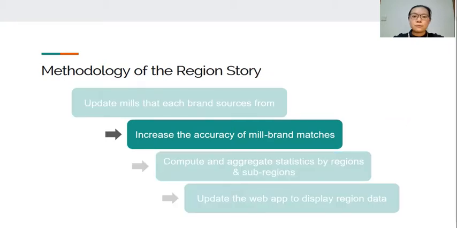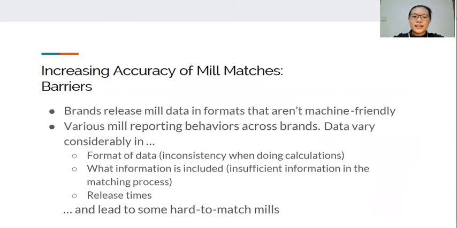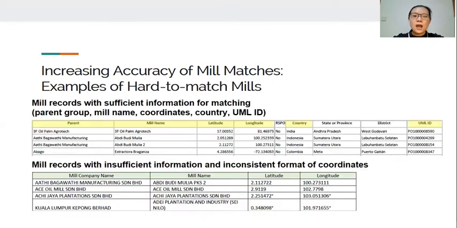First step before the region level report, we work on the data and increase the accuracy of mill brand matches. To get data ready for matching, first we scrape data from PDF files and store them into a table for further analysis. Second, as the variety in data will considerably affect the accuracy of new matches, we clean up inconsistency and develop new matching algorithms to deal with the insufficient disclosure data.